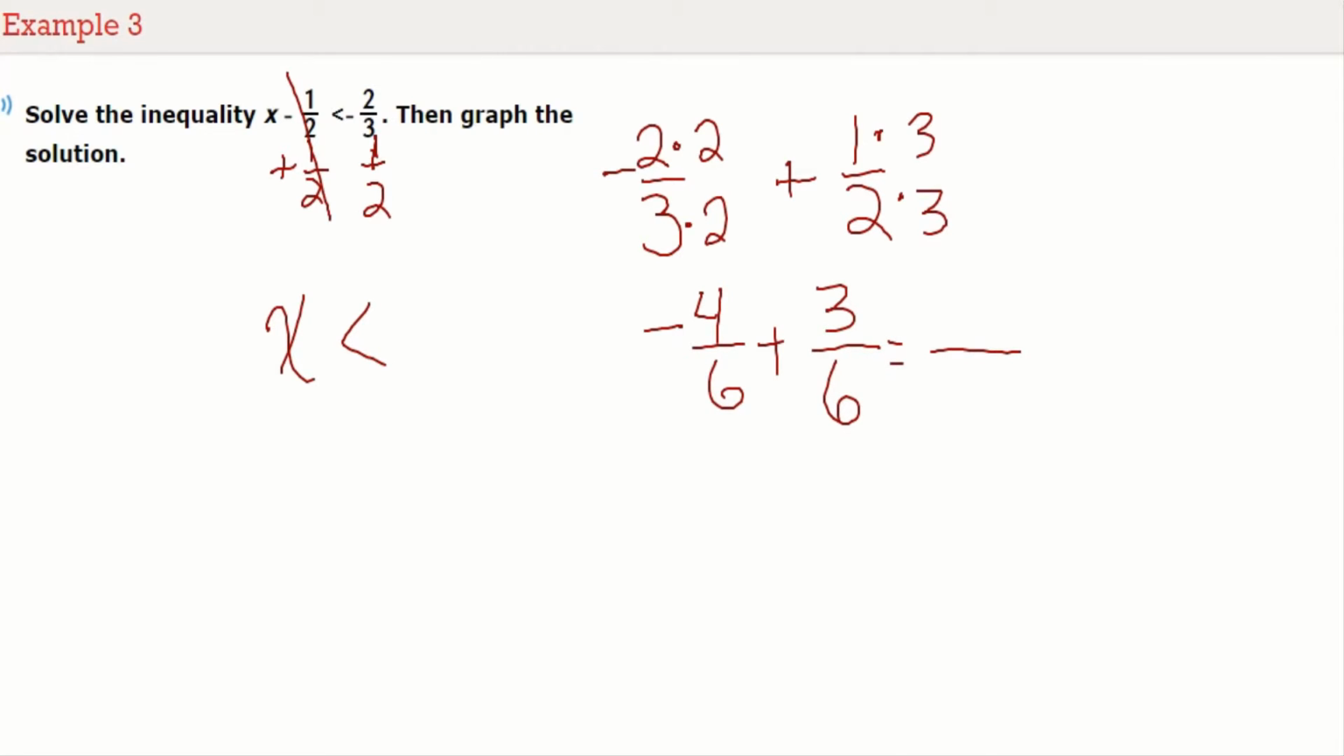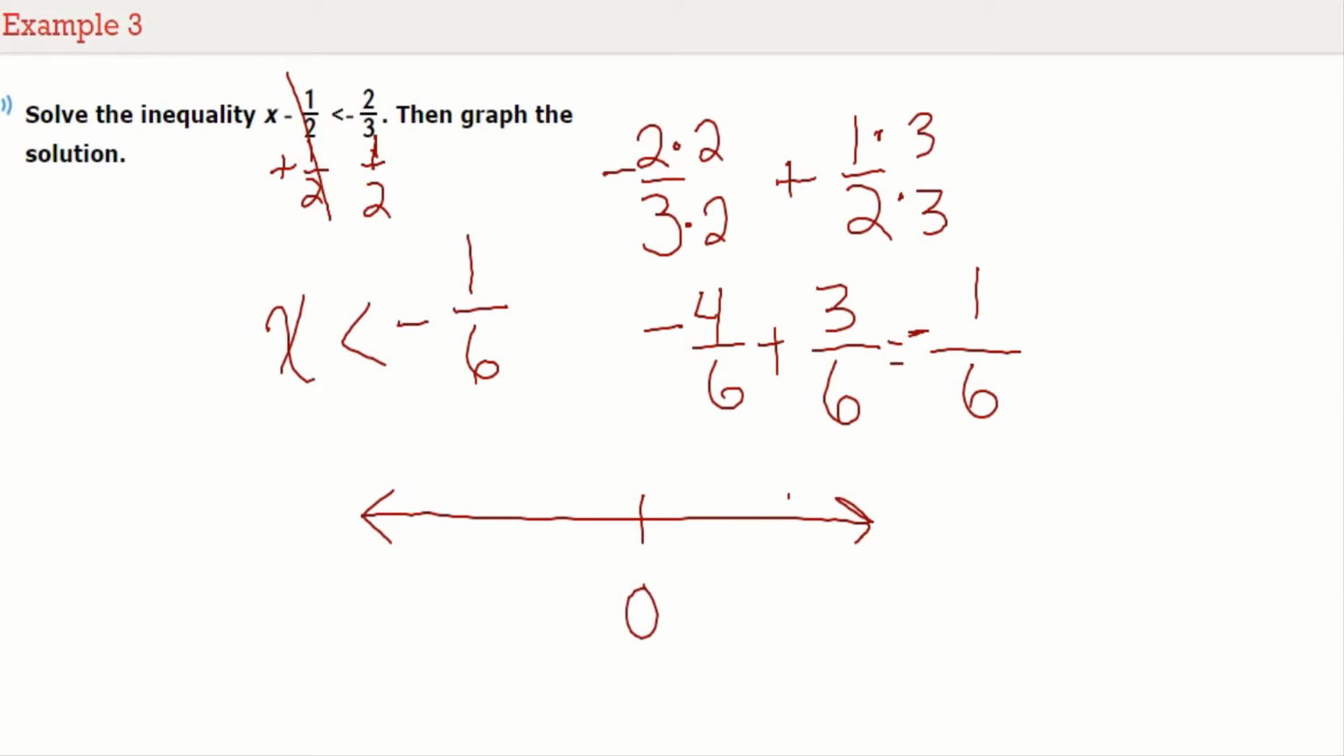Now we have to add negative 4/6 plus 3/6, which is negative 1/6. So x is less than negative 1/6. Now we're going to graph. I'm going to do a very basic graph. I'm going to put 3 numbers.